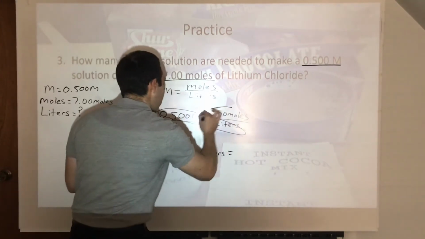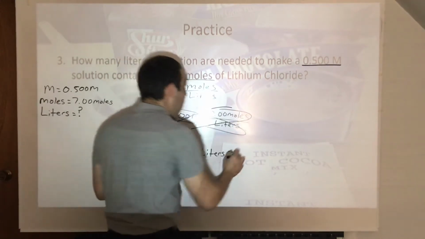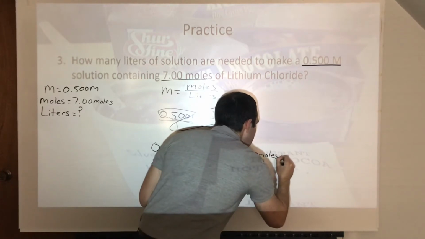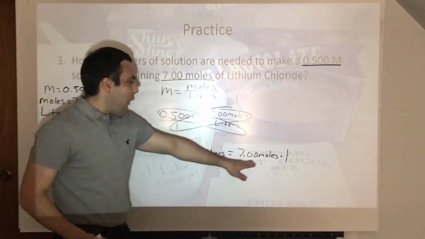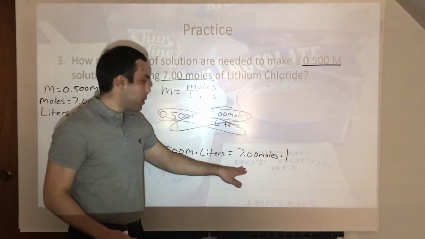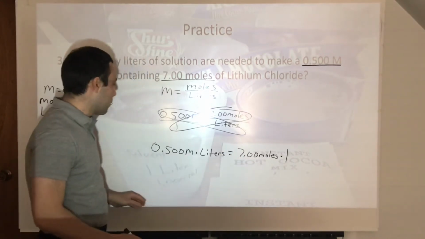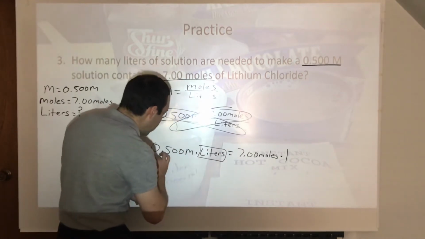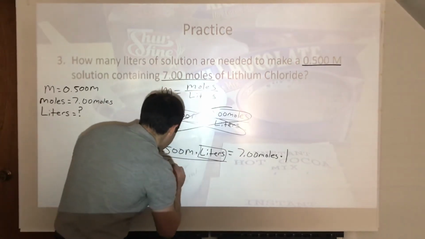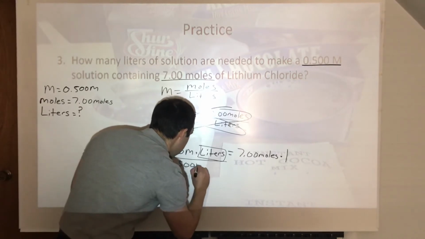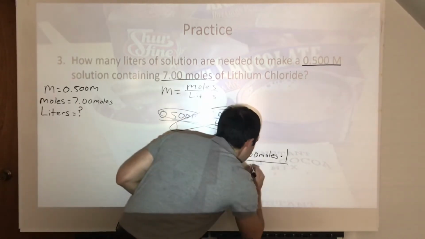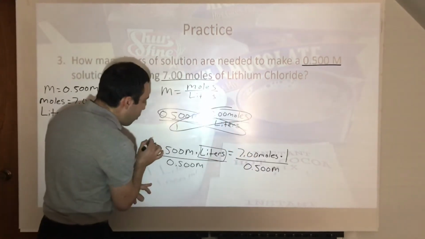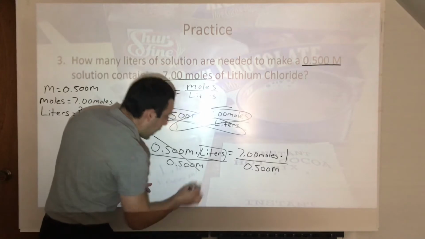Equals 7.00 moles times 1. Anything times 1 is just itself, so this becomes 7.00 moles. To get liters by itself, I have to divide both sides by 0.500 molar. The 0.500 molar cancels out.